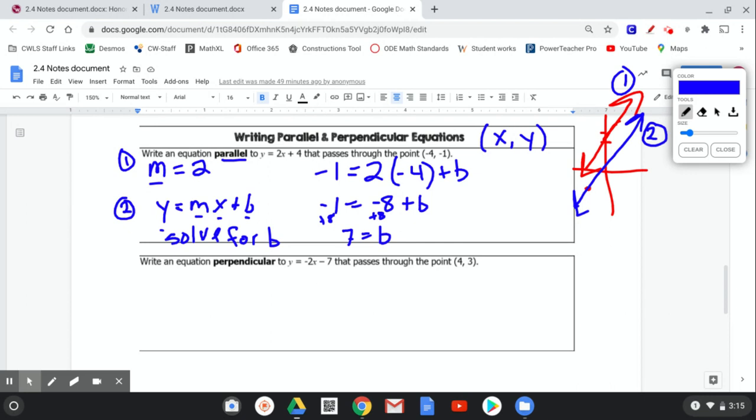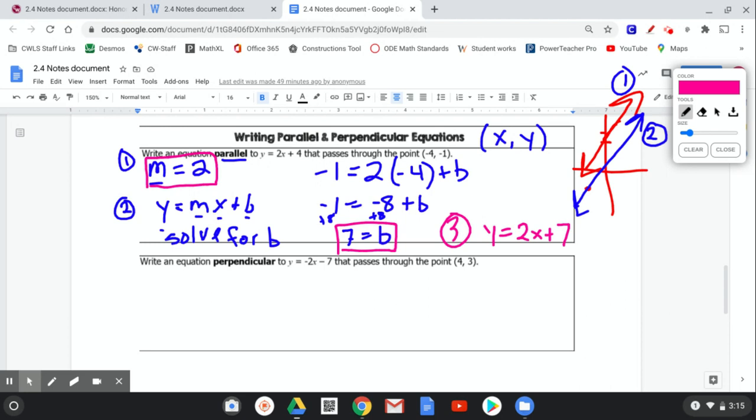Now that we've done that, we just have to move on to the third and final step. Let's switch colors here. The third and final step is to write our new equation. We know that our slope is 2. We know that our b is 7. So we're going to say y equals 2x plus 7. That is going to be the equation of our line.